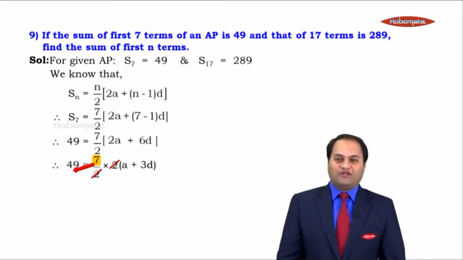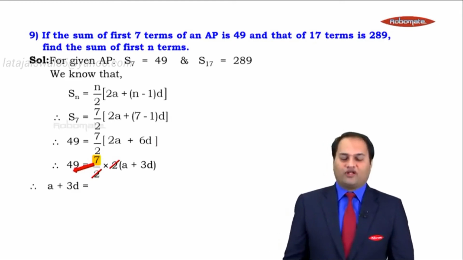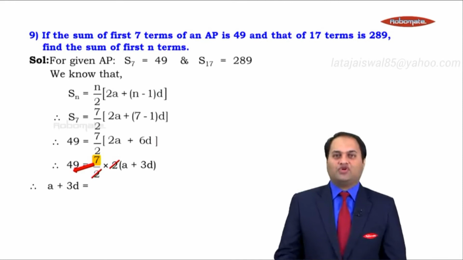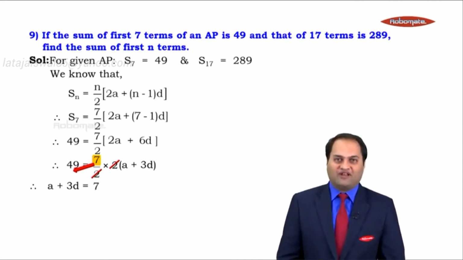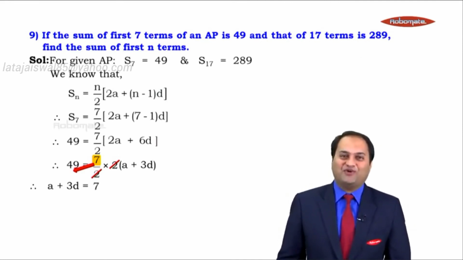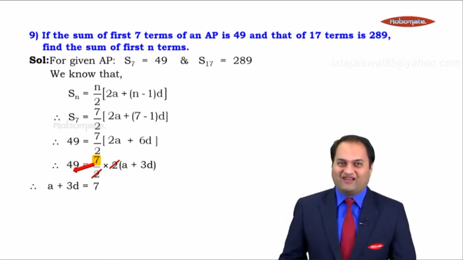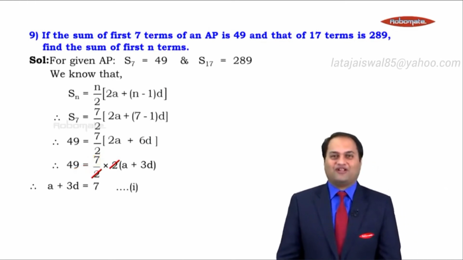So what are we left with? Take 7 to the other side, you get 49 upon 7, which is 7. So you get a plus 3d is equal to 7. We are getting a linear equation in 2 variables. We have seen such sums in an, right? Let this be equation number 1.